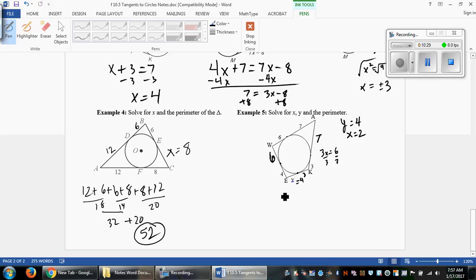So we'd have 2 7s, 2 3s, 2 4s, and 2 6s. And then we can just add them together. 7 and 3 gives us 10. So we've got 2 of those, so that gives us 20. And 4 and 6 give us 10. We got 2 of those, that gives us 20. So our overall perimeter would have to be 40.